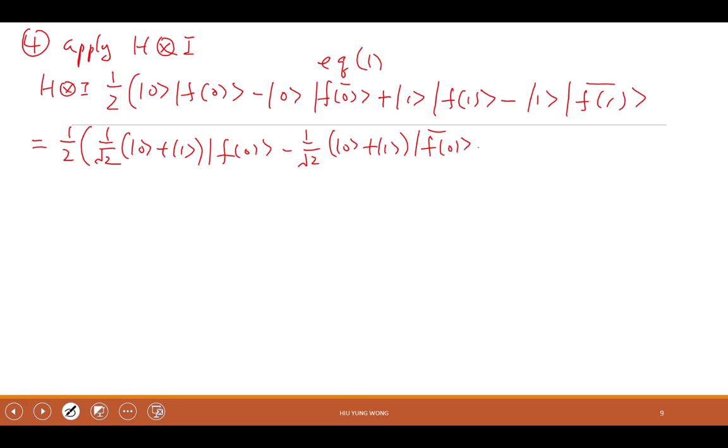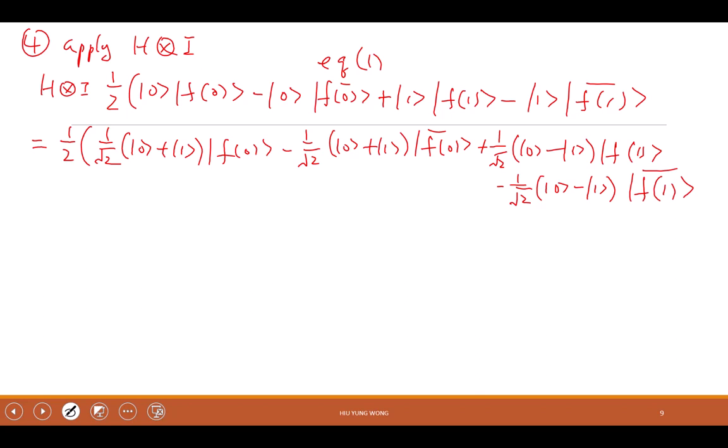And then apply to the third one, I get, what is that? Do you remember? 0 minus 1. Very good. And then eventually apply to the last one, 1 over square root 2, 0 minus 1, f of 1. Make sense? Any questions? And then this is very messy, okay? You just group the terms.